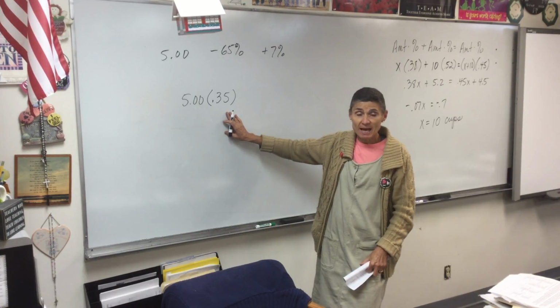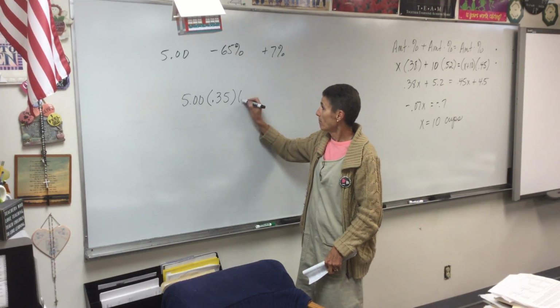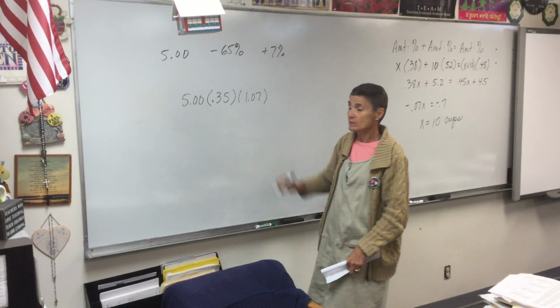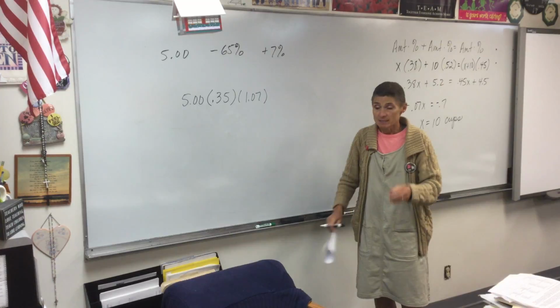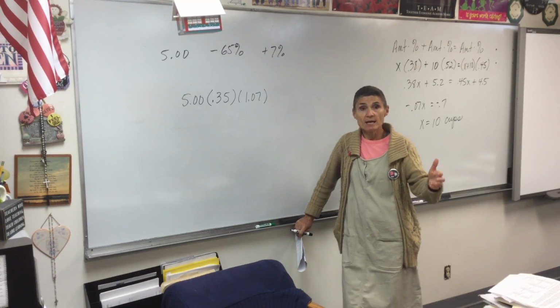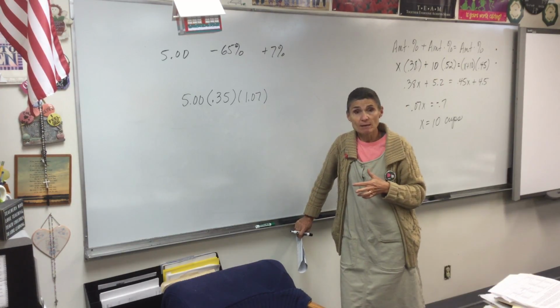But I'm going to have to pay tax on that too. So I'm going to multiply that by 1.07. What's 1.07? It's what I'm paying, 100%, plus 7% more.